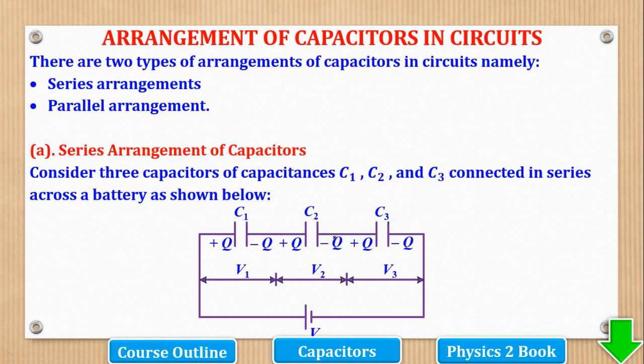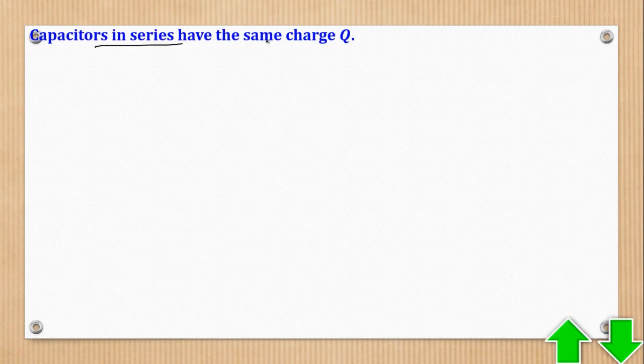So what you should realize is that all the capacitors have the same magnitude of charge. That is 1. Then 2, you realize that the PD across each capacitor is different. For this one is V1, for this one is V2, and for this one is V3. So whenever 2 capacitors are in series, just know charge will be the same and PD will be different. So as I've told you, capacitors in series have the same charge.